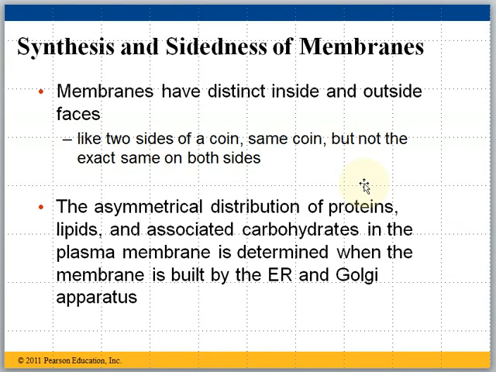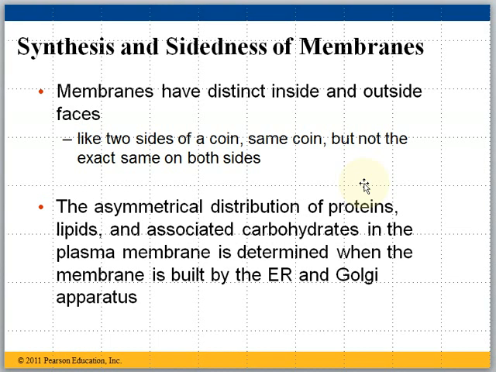And when these membranes are made, they have an inside and an outside. So think of it like a coin. It's the same thing, but it has two different faces. Well, these membranes are made as a whole, but they have an inside and an outside face. And the location of the proteins and the carbohydrates on the inside or outside is determined when the membrane is built by the ER and the Golgi apparatus.